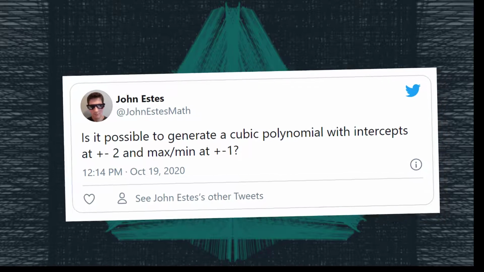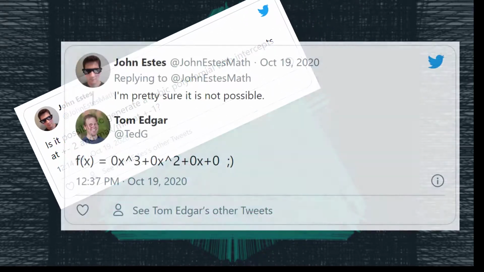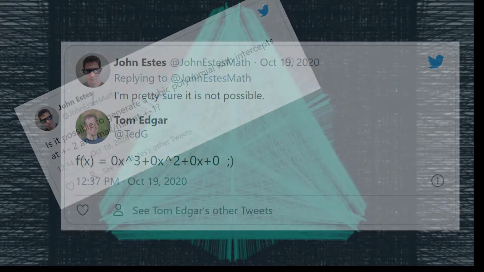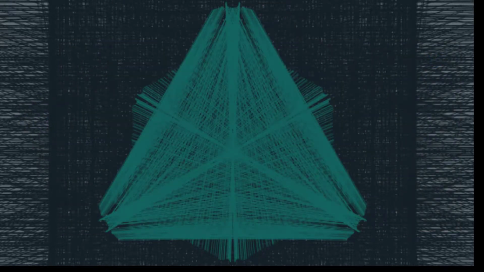And Tom Edgar, one of the editors of Horizons magazine, jokingly gave me f of x being 0x cubed plus 0x squared plus 0x plus 0, which is not cubic, but it's just a joke. So anyway, I was just thinking, is it possible? And I don't think it is, and I'm going to show you why.